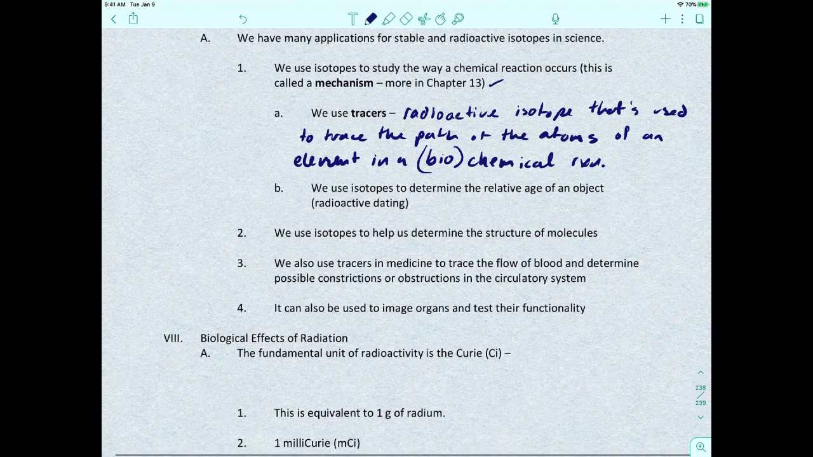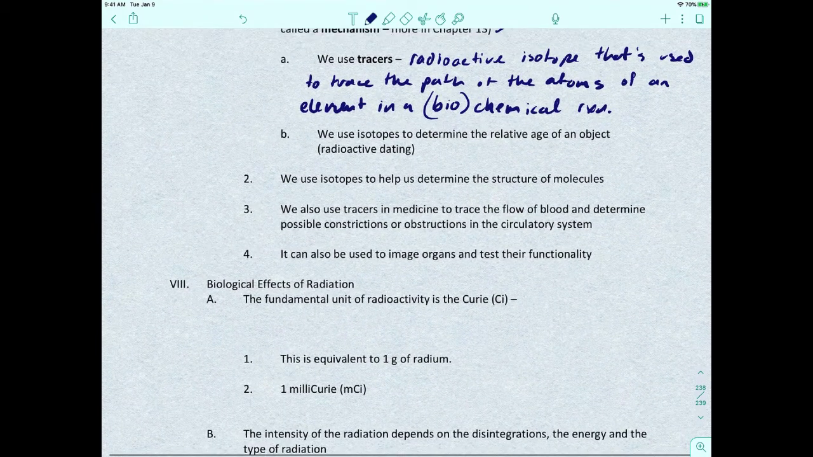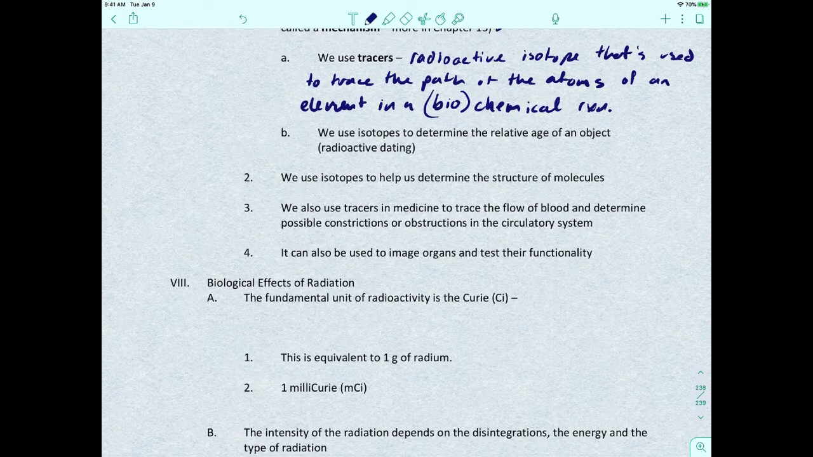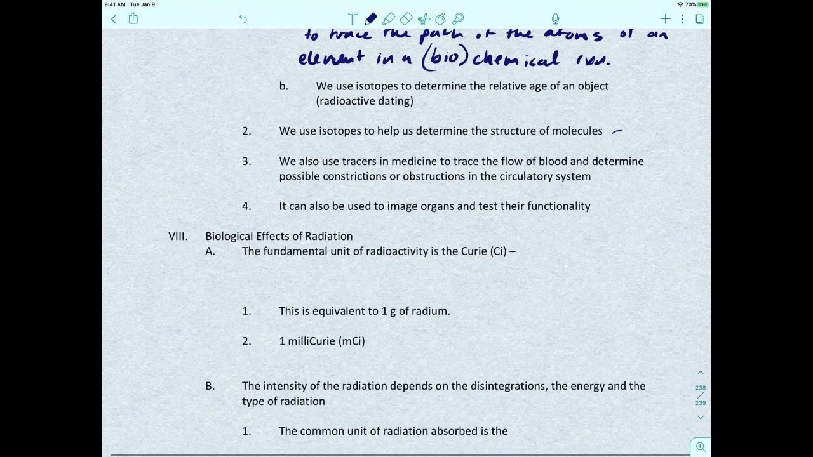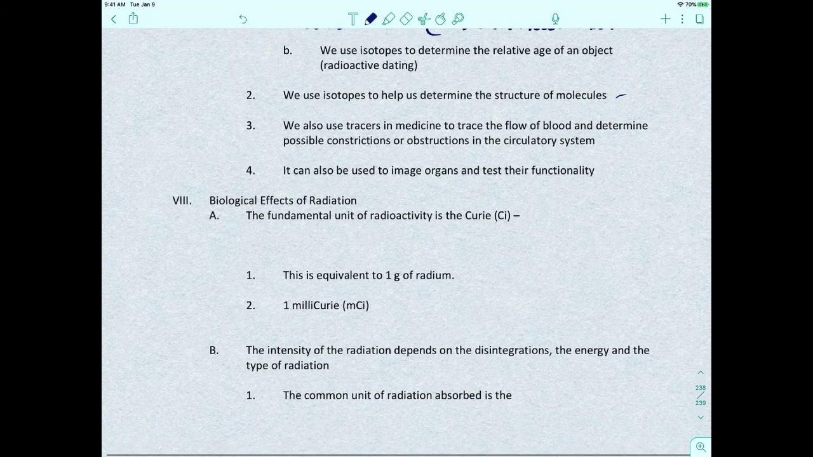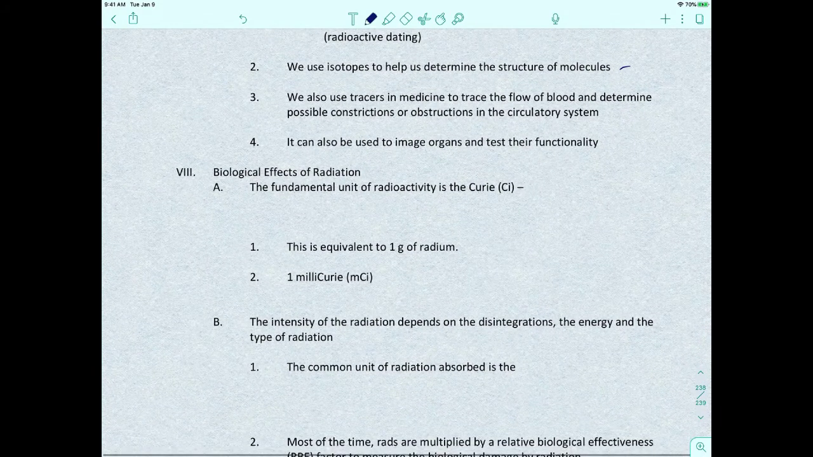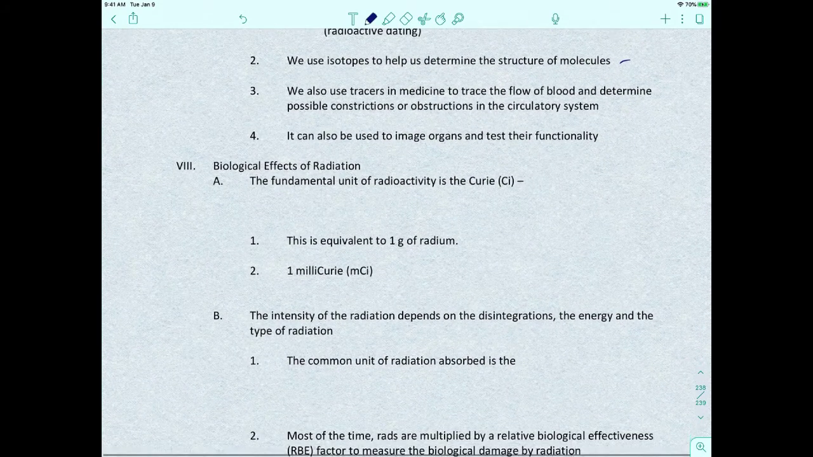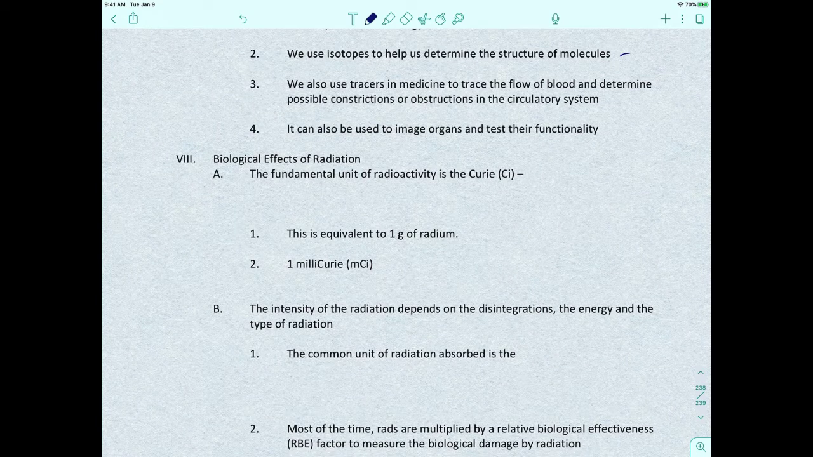We can use isotopes to determine the relative ages of an object, like we talked about with radioactive dating. We can use isotopes to help us determine the structure of molecules. You'll see a little bit more about that in organic chemistry. We can use tracers in medicine to help trace the flow of blood and determine possible constrictions or obstructions in the circulatory system. And it can also be used to image organs and test their functionality as well.